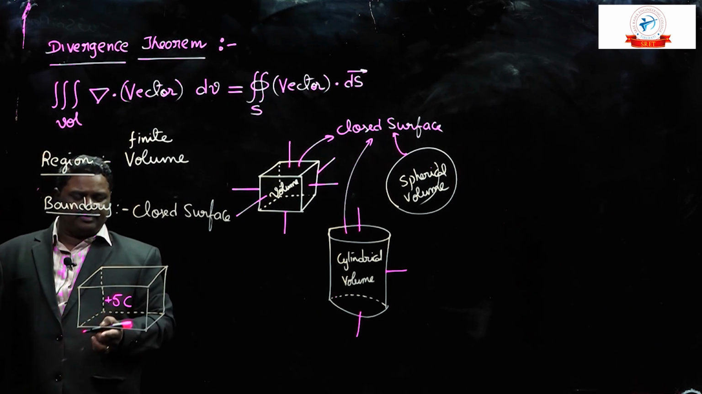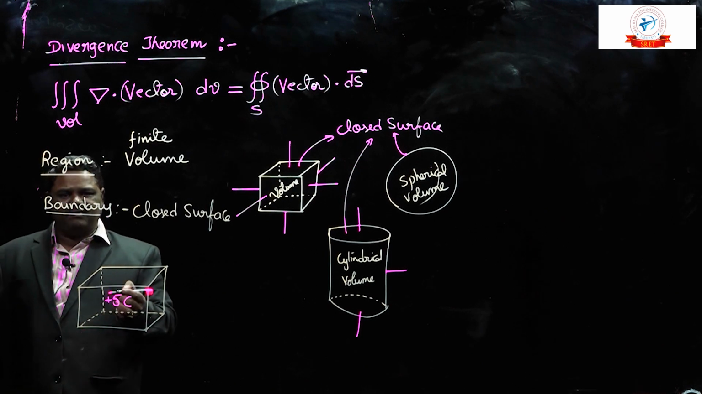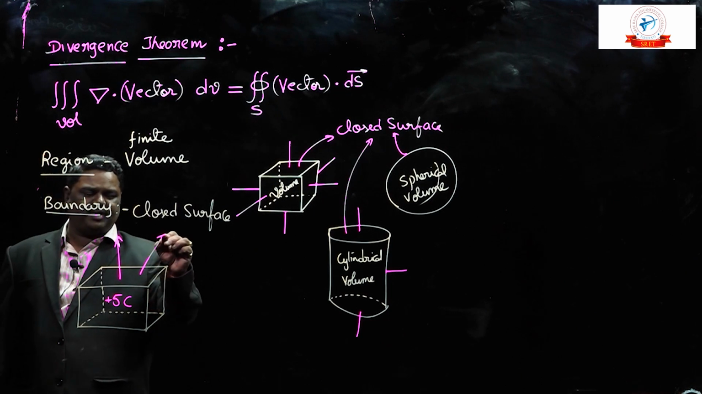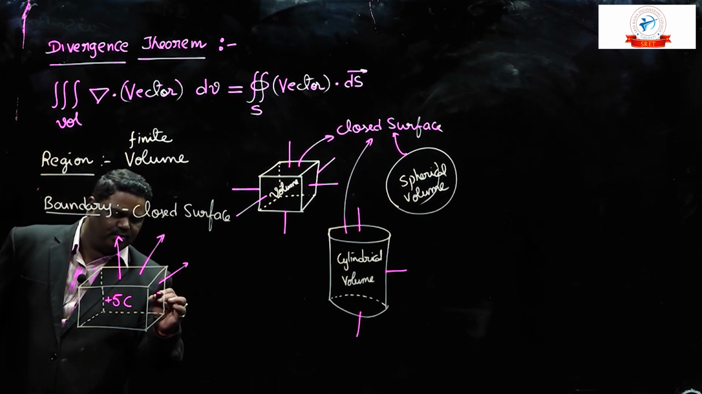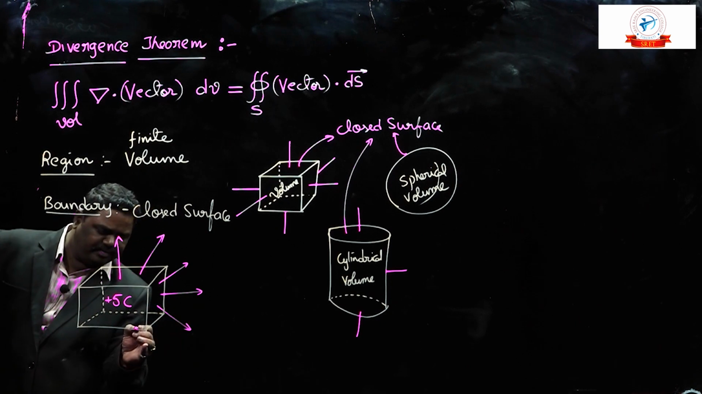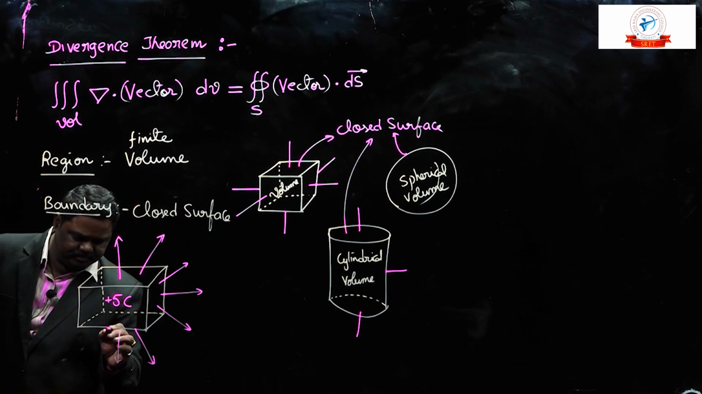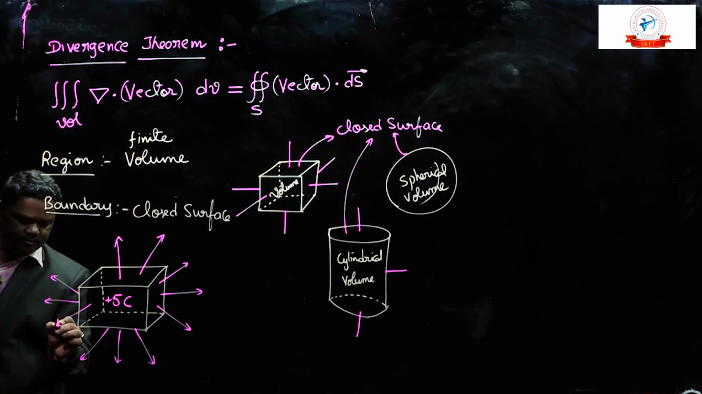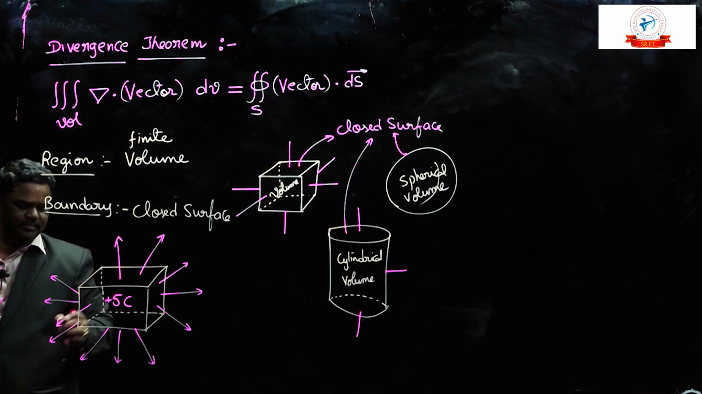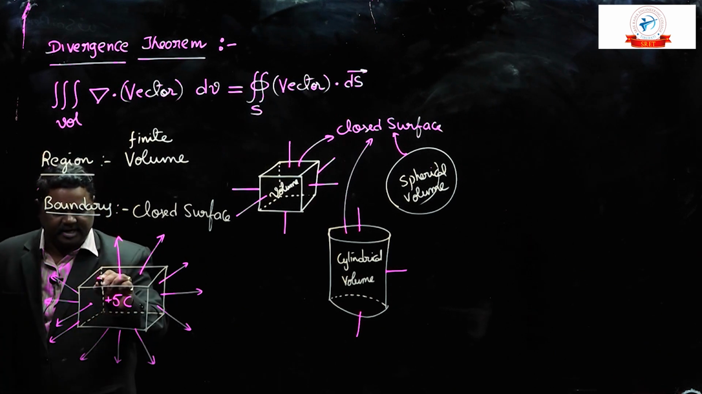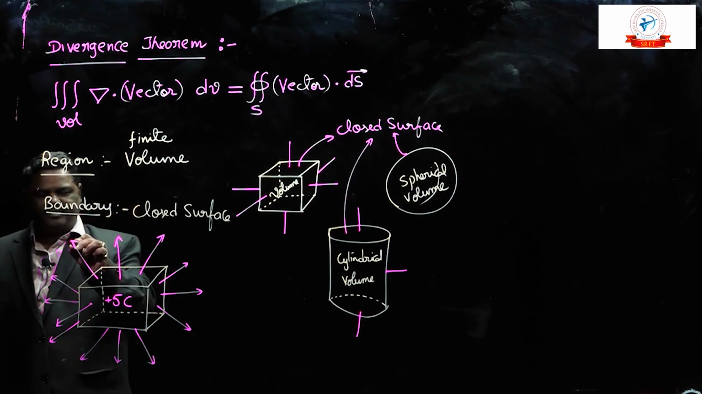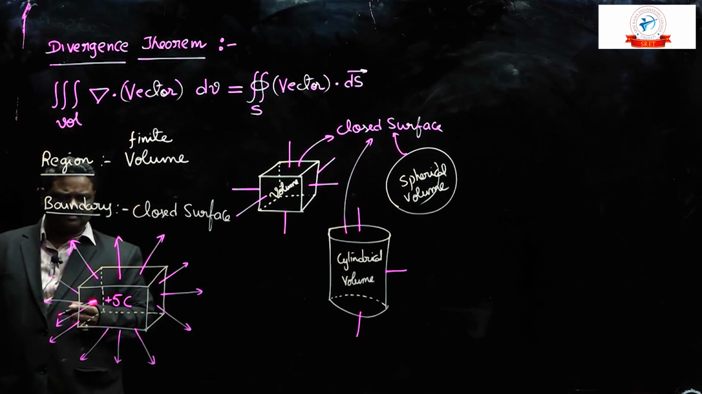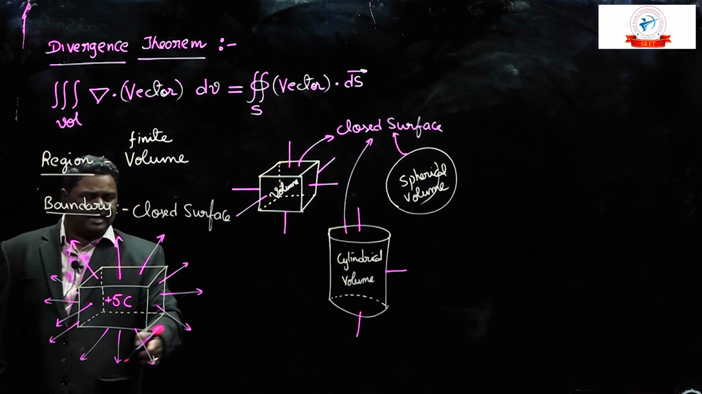What is the direction of the electric field or electric flux due to this positive charge? Electric flux always moves away from the positive charge, like this. It moves in all directions. Simply, the flux or field is moving away from the positive charge. Now observe this diagram.